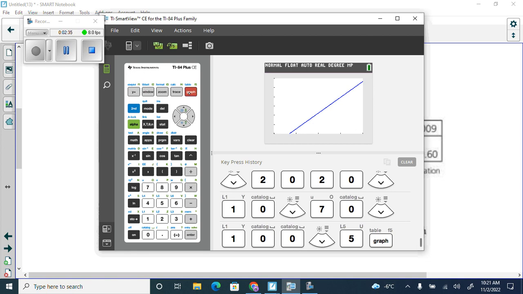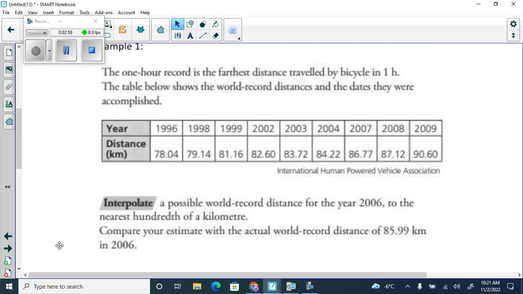We agree? We're going to look at the front side of our sheet now, not the back side. A says how to enter it in. We've already done that. B says how to adjust the window. We've already done that. We're now just looking at C, D, E, F, and G. So C, determine a Y when you know an X. In this case, they could give you an X and ask for a Y. So let's go here. They said, a possible world record distance for the year 2006 to the nearest hundredth of a kilometer. Compare your estimate with the actual world record.